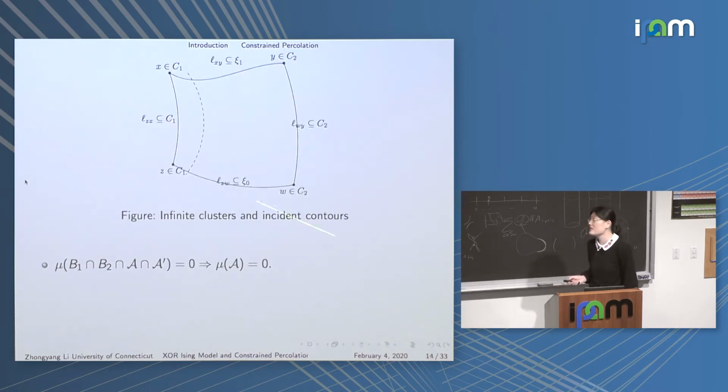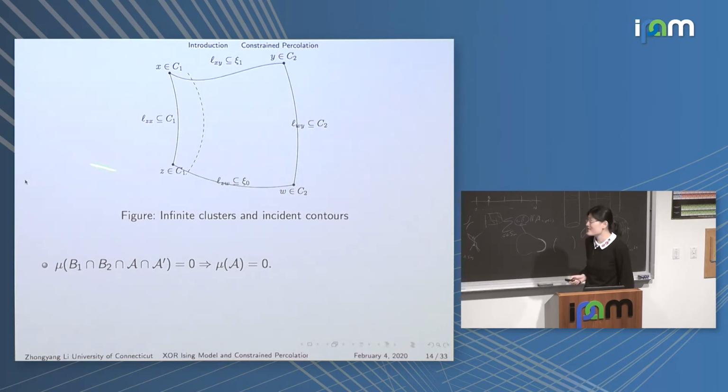Then we have such an interesting picture. We have an infinite 0 cluster here, an infinite 1 cluster here, and an infinite C1 contour incident to both the infinite 0 cluster and the infinite 1 cluster. And we have a C2 contour incident to both the infinite 0 cluster and the infinite 1 cluster. This C1 contour and C2 contour cannot intersect each other. Then somehow we can find a path, the closest path to this infinite C1 contour, just surrounding this. And this path does not cross any contour at all.